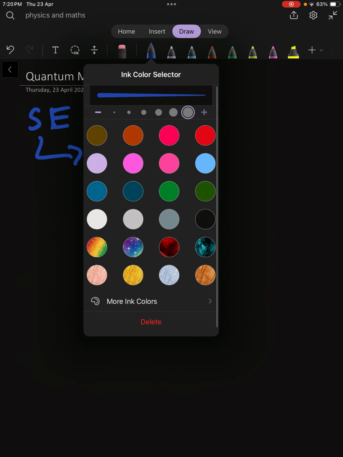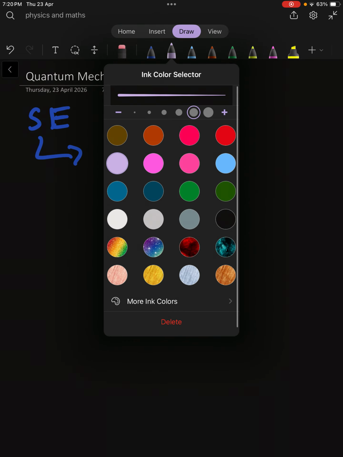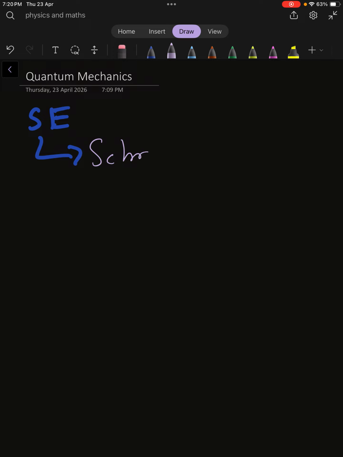So let's today talk about something which is intriguing and is also the core of quantum mechanics. It's not just a topic, it's actually the equation of quantum mechanics, which is known as Schrödinger's equation. Okay, in short, SE.